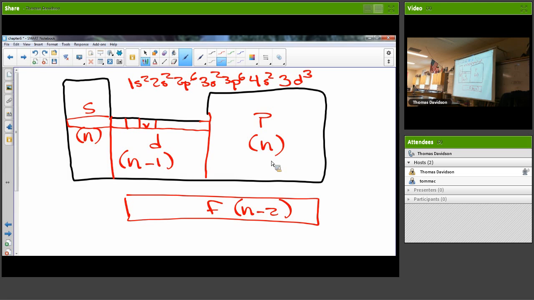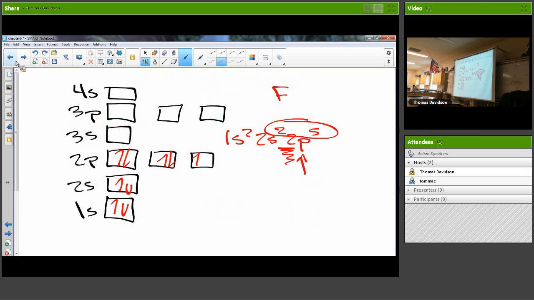Okay, if I was drawing the boxes for this, so after 4s, they put them over here. And we would call these the 3D. And after that, we would have 4p right there. What happened to the what? Why is it sideways? Because it's kind of in between the energy of 4s and 4p. F, we're just going to subtract 2.